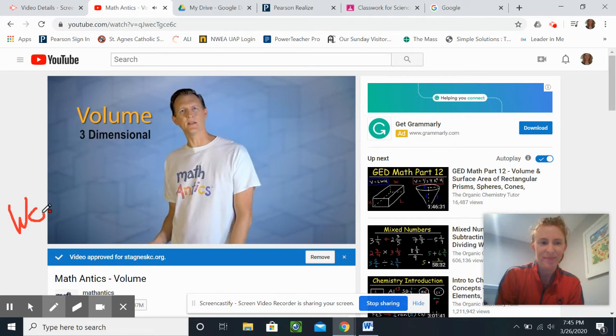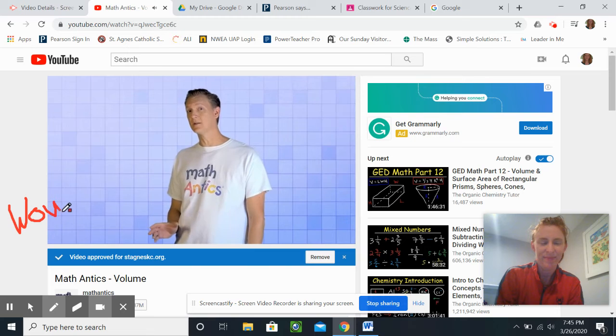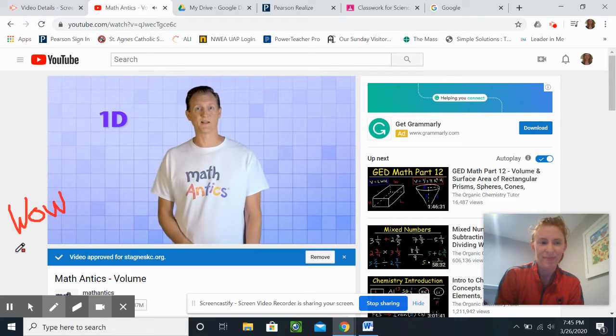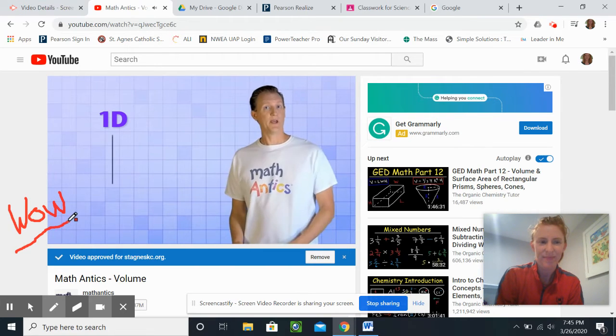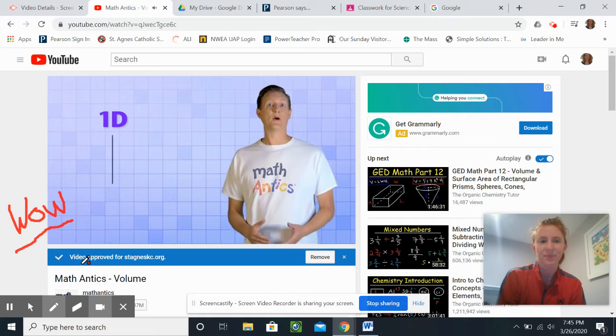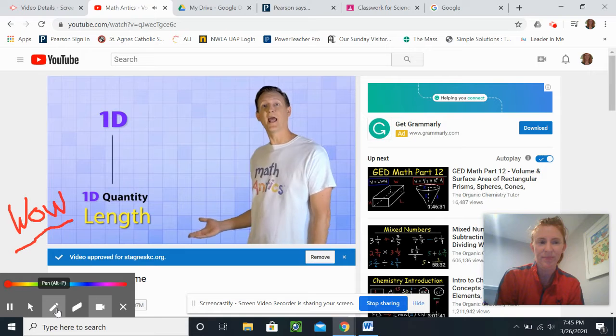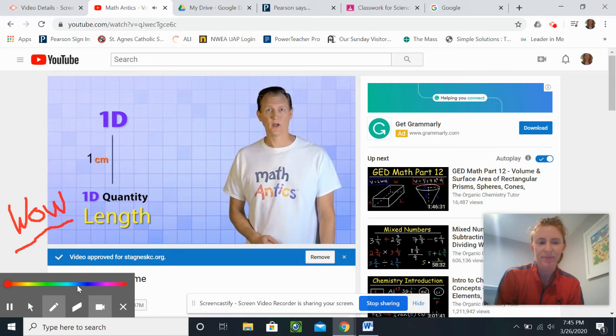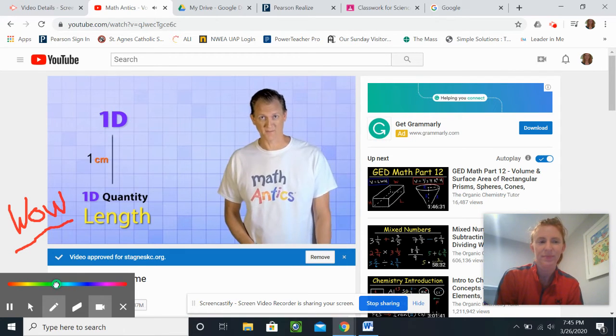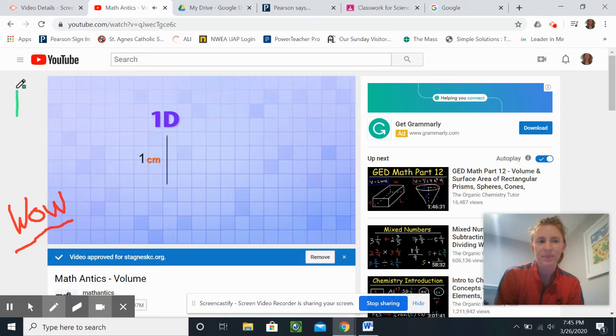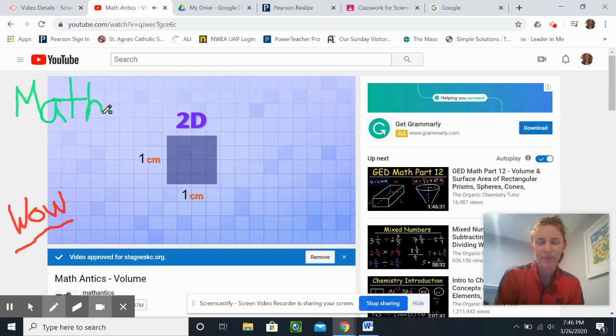But to understand what it means, it will help if we back up just a little and start out with a one-dimensional object, like this line segment. To measure a one-dimensional object, we need a one-dimensional quantity, which we usually call length. The length of this line happens to be exactly 1 centimeter, which is a common unit for measuring length. And in the Math Antics video about area, we saw that if we move or extend this one-dimensional line in a direction perpendicular to it by a distance of 1 centimeter, it forms a two-dimensional object called a square.